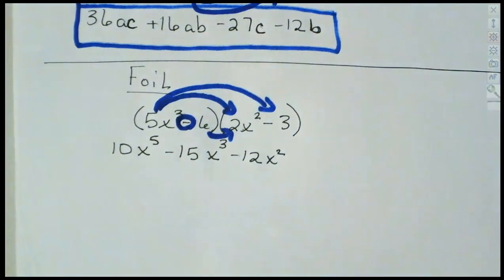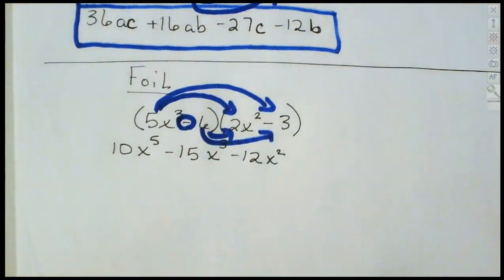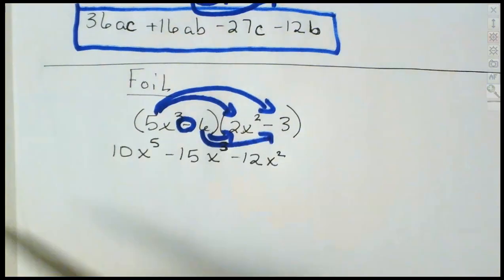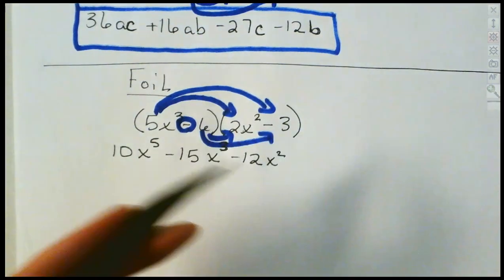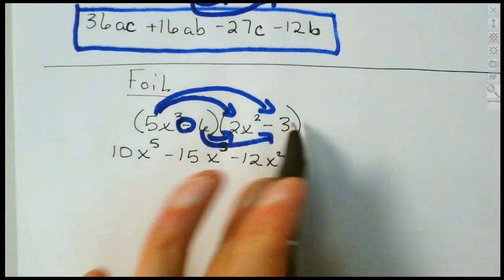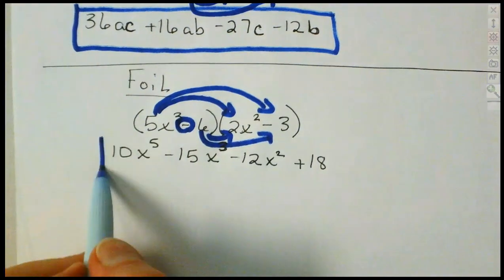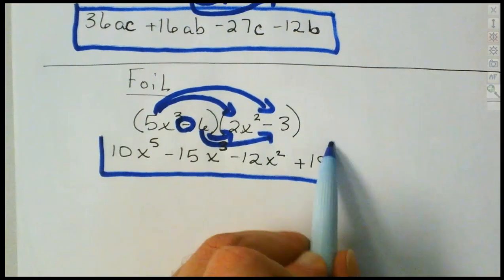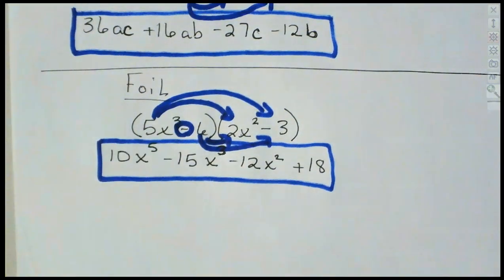And then finally, we've got last times the last. And the last times the last here, negative and negative, watch your signs, negative and negative makes it a positive. And 6 times 3 is an 18. So there's your final, finished, multiplied answer. And again, in intermediate, you're going to do a lot more of these, and you're going to add on factoring as well.